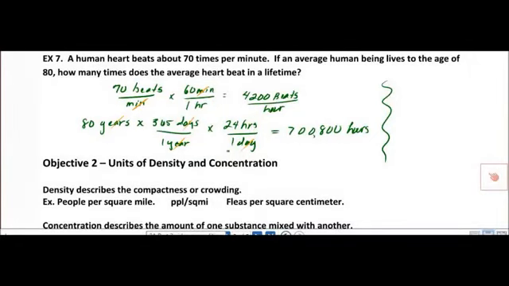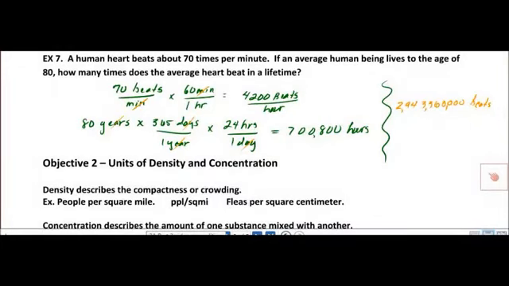So, in 80 years, I will have lived 700,800 hours. So if that's the number of hours I will have lived, and my heart beats at 4,200 beats per hour, I can multiply those two values to come up with how many beats my heart would beat in 80 years. So see if you come up with this number, 2,943,360,000 beats. Remember, you have to have a unit.